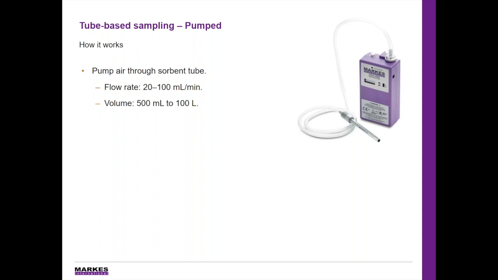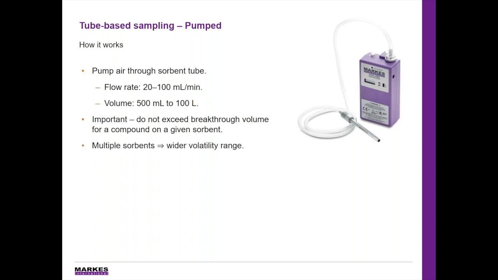Usually the flow rate you're going to be taking ranges between 20 to 100 ml per minute, with a volume of 500 ml to 100 liters, depending on what type of compound you're looking at. You want to make sure that the volume you take does not exceed the breakthrough volume for your compound of interest on a given sorbent. With multiple sorbents, compounds of a much wider volatility range can be sampled onto one tube.